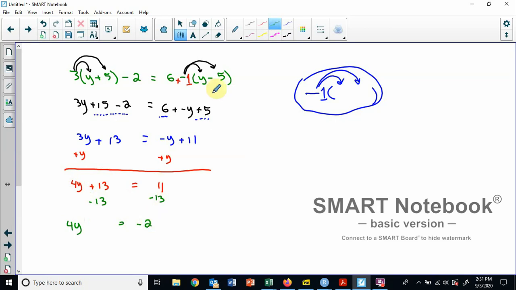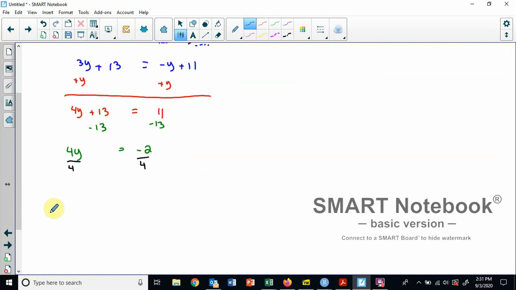Okay. And then finally, we're at the end here. We will divide by 4 to get y all by itself. When I divide by 4, I get y equals negative 2 divided by 4. That will reduce to negative 1/2. And that is your final answer.